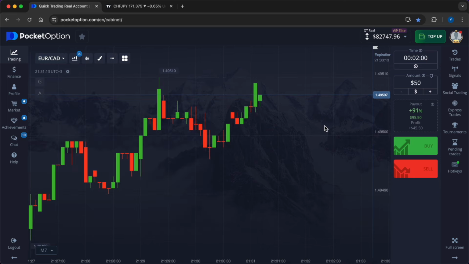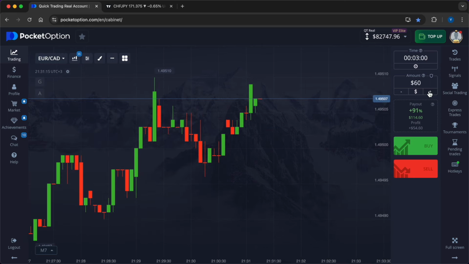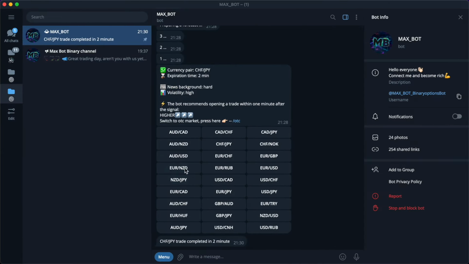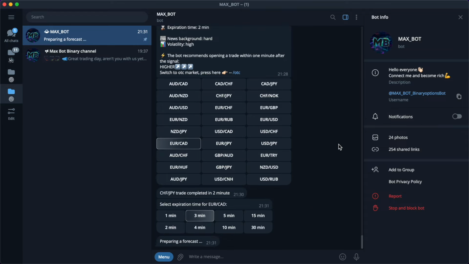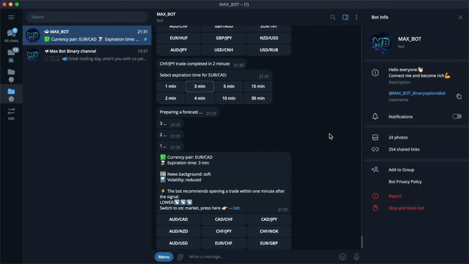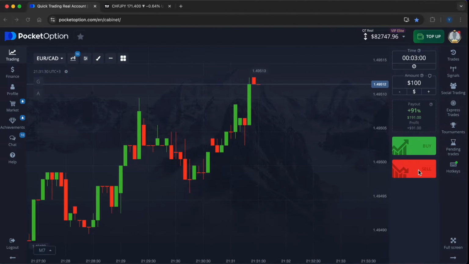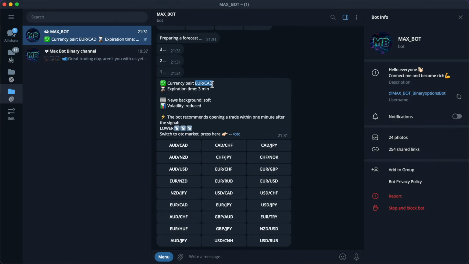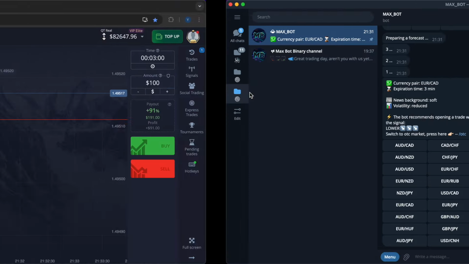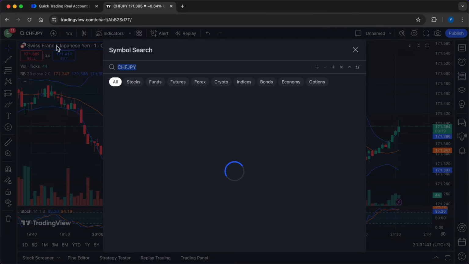My choice is the euro, Canadian dollar. It's got a great payout. The time frame will be 3 minutes and the trade entry amount is $100. The bot very quickly, in 2 clicks, produces a new, up-to-date forecast. Its recommendation is to sell. The developers have taught the bot to use 30 indicators, price action, candlestick and technical analysis.